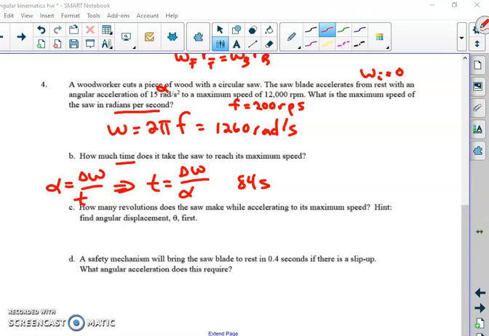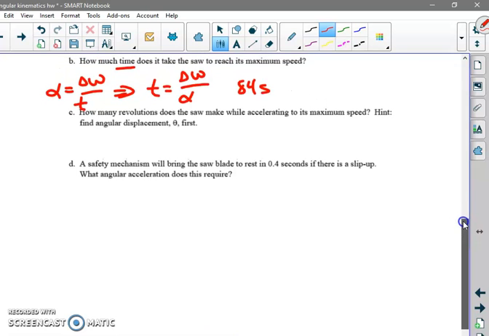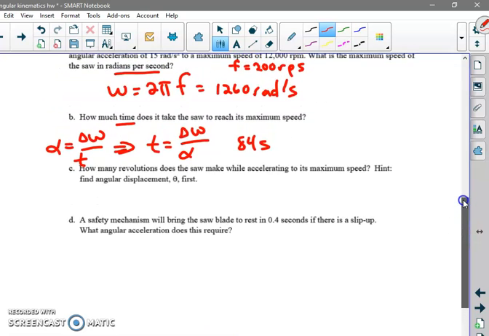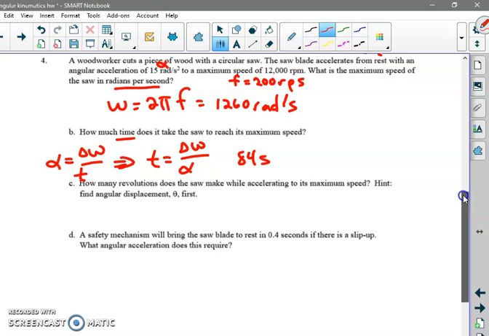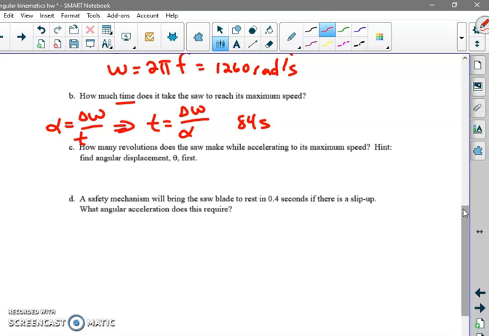So I don't know how realistic that circular saw problem is. That's definitely not right. It should probably be closer to 8,400 for an acceleration, because the circular saw can get up to maximum speed very, very quickly.